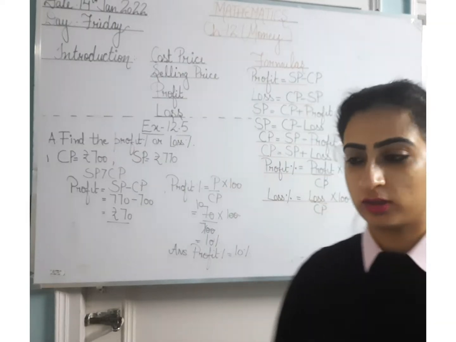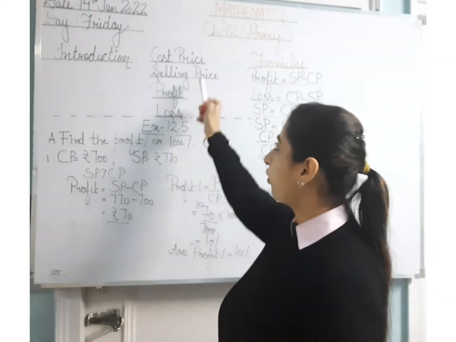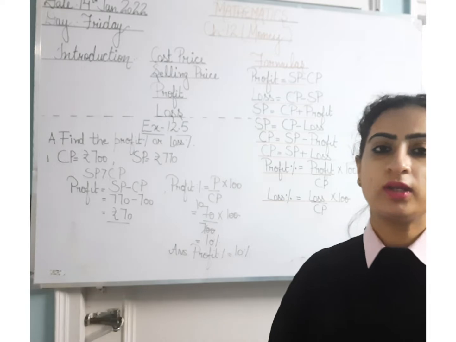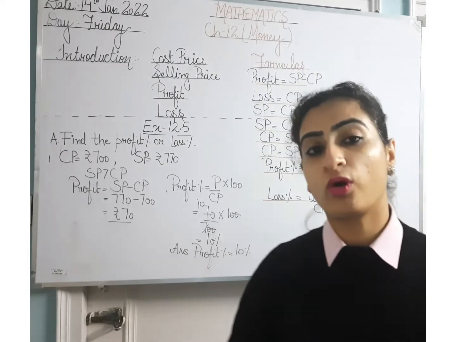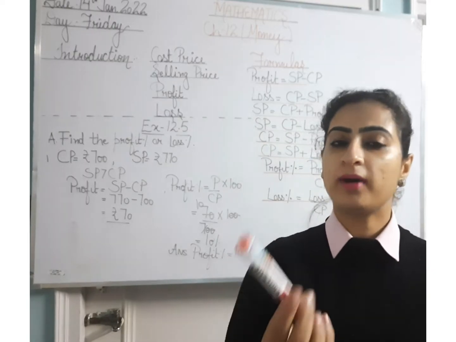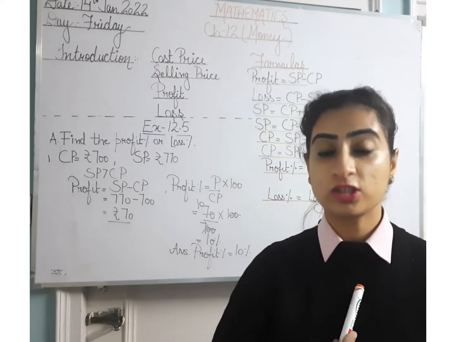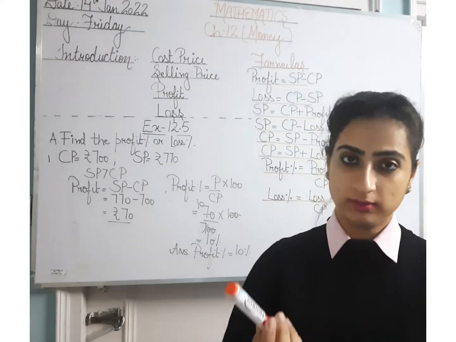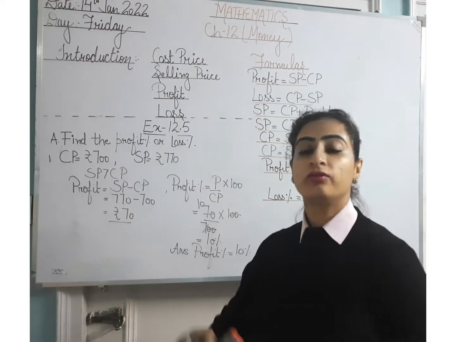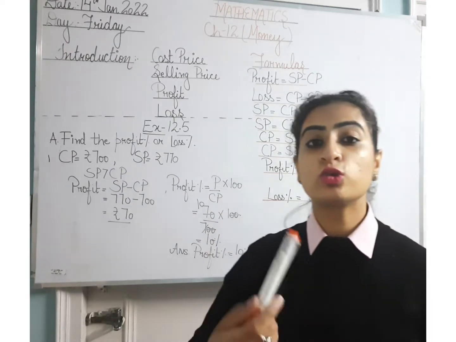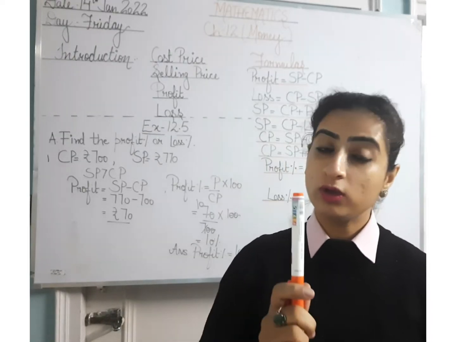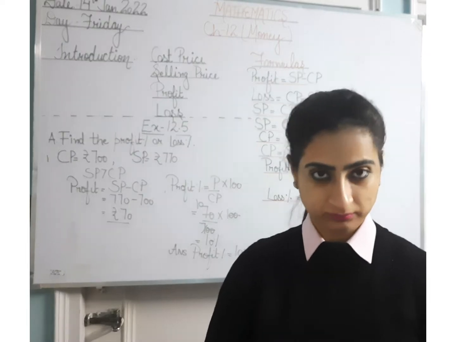Let's start with the introduction. First is, what is cost price? Cost price is when you purchase something, when you bought something. For example, I bought a marker for rupees 20. So my cost price is 20. Selling price. When you sold something, the price at which you sold something. For example, I sold the marker for rupees 50.